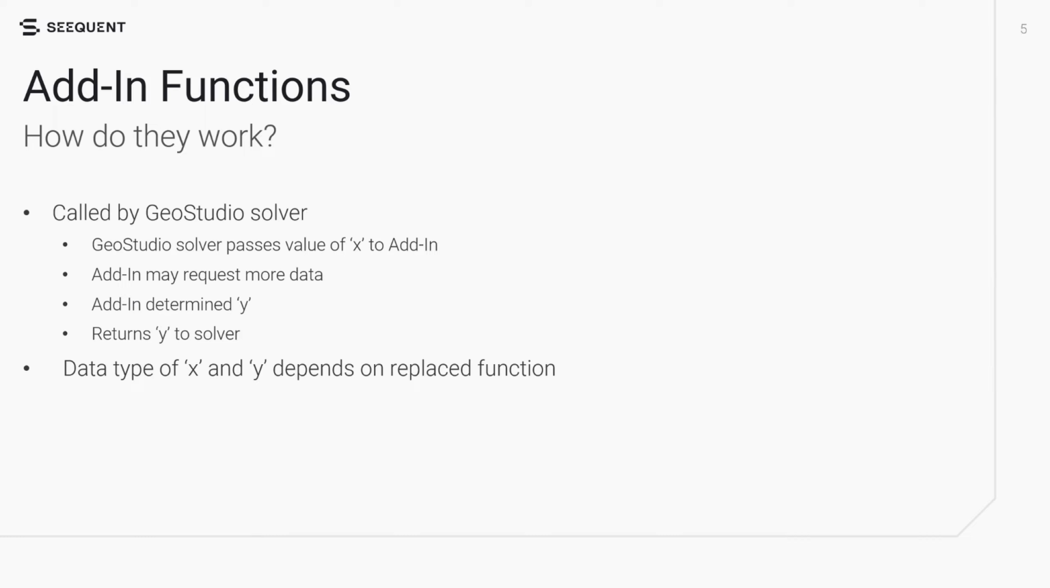The add-in is called by a method within the GeoStudio solver. First, the GeoStudio solver automatically passes the x value to the add-in. This is the parameter or argument being passed into the method. The add-in may also request more data from the solver about its current context, such as the current elevation being solved for. With this information, the add-in function determines y and returns it to the solver. Note that the data type of the x and y variables depends on the GeoStudio function that the add-in is replacing.